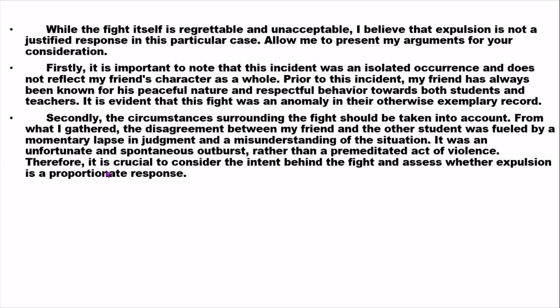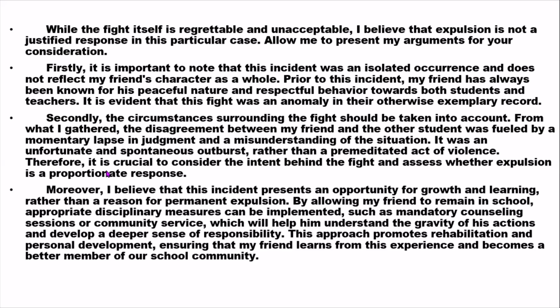Secondly, the circumstances surrounding the fight should be taken into account. From what I gathered, the disagreement between my friend and the other student was fueled by a momentary lapse in judgment and a misunderstanding of the situation. It was an unfortunate and spontaneous outburst rather than a premeditated act of violence. Therefore, it is crucial to consider the intent behind the fight and assess whether expulsion is a proportionate response.